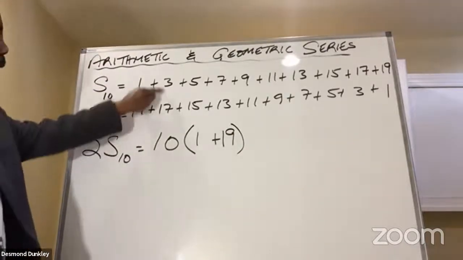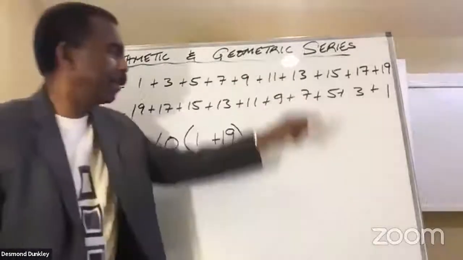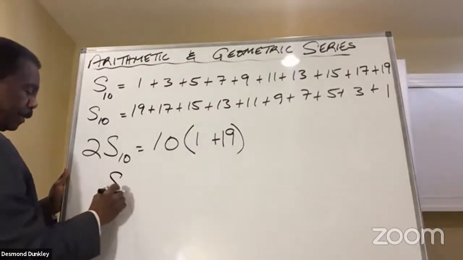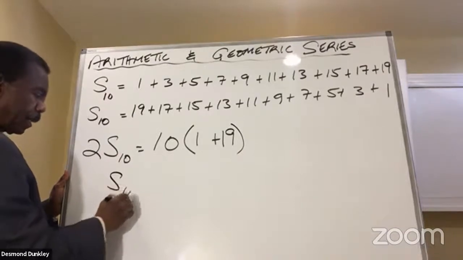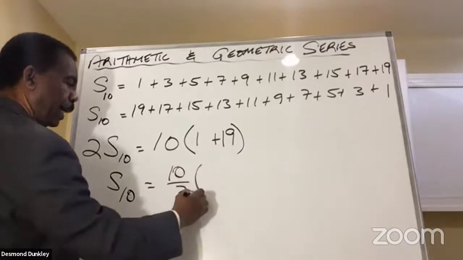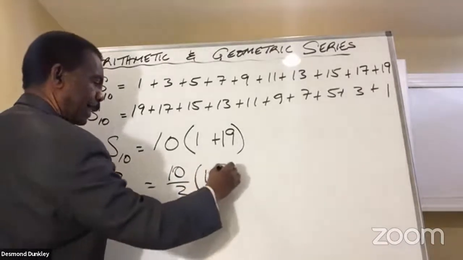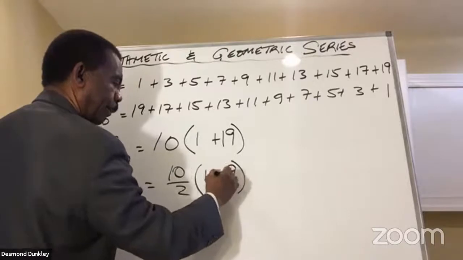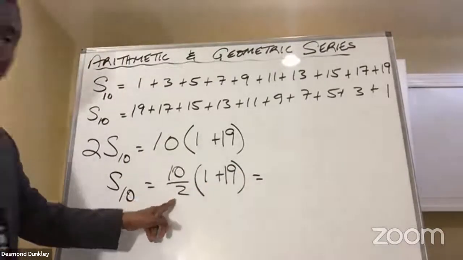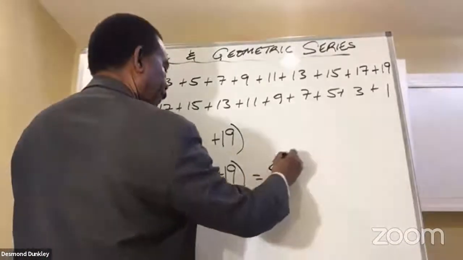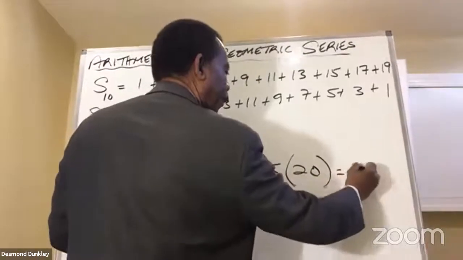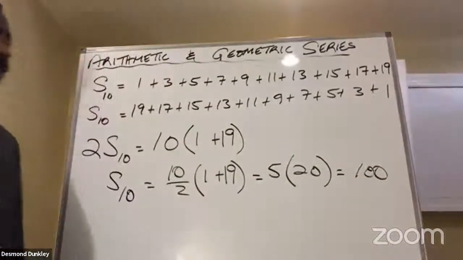This is 20, this is 20, this is 20, all of this is 20. Okay? And therefore, the sum S10 is going to be equal to 10 over 2 times 1 plus 19, which is equal to 10 over 2 is 5. So it's 5 times 20. And in this case, we end up with 100.